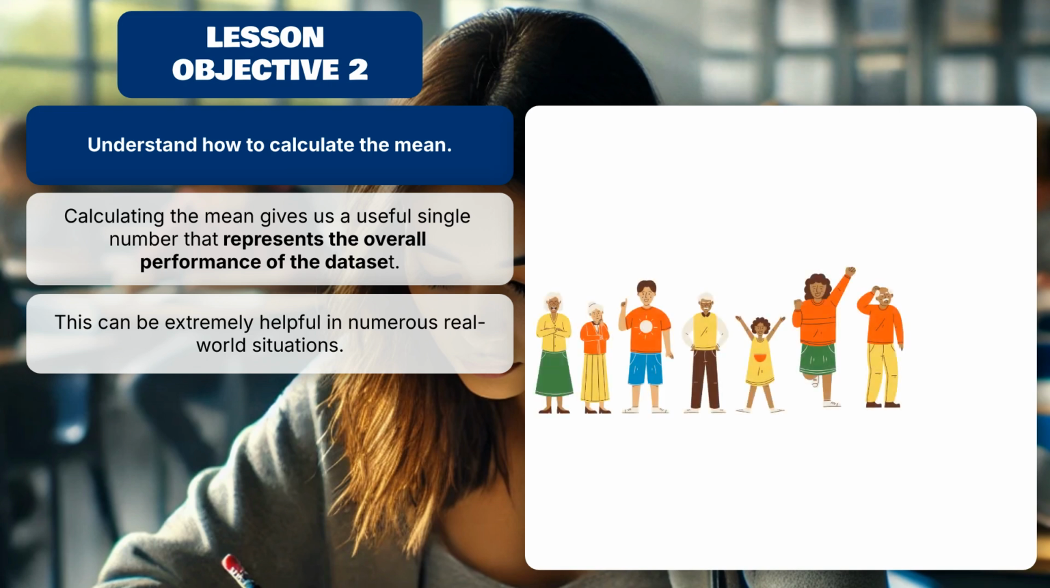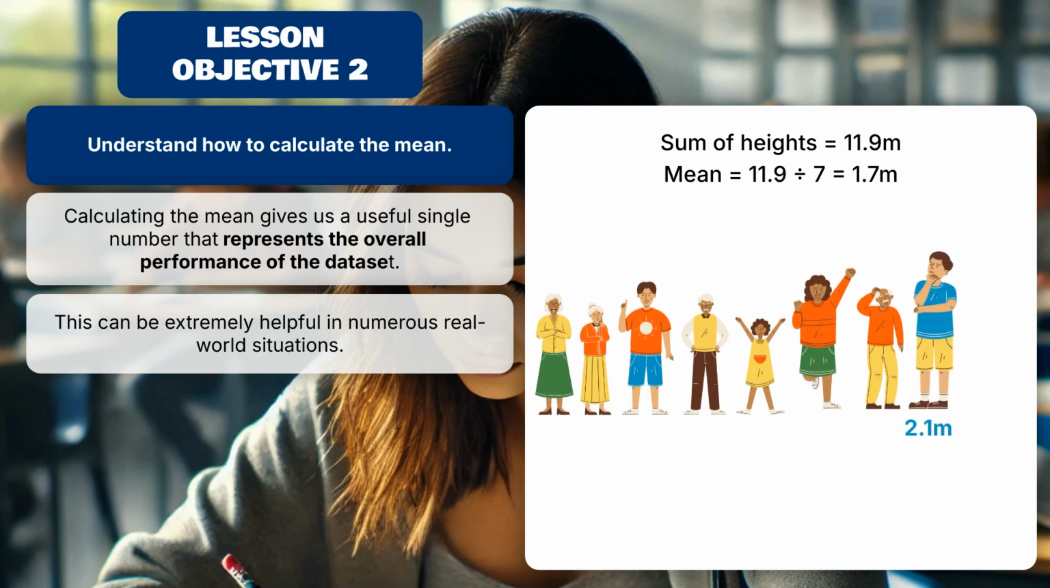Suppose we have a group of people of varying heights and that we have added all of their heights together to get 11.9 meters. Since there are 7 people in the group, we divide this number by 7 to find a mean of 1.7 meters. Then a very tall person who is 2.1 meters tall joins the group. When we recalculate the sum of heights and the mean, we see that the addition of this person will increase the mean.